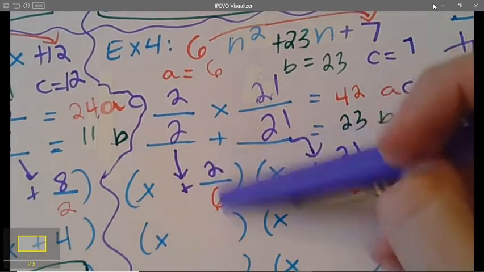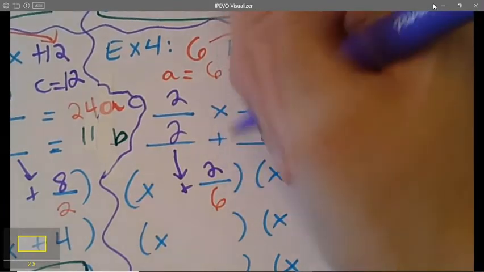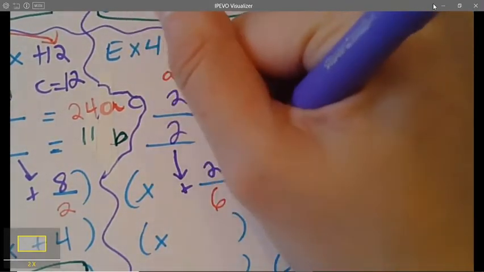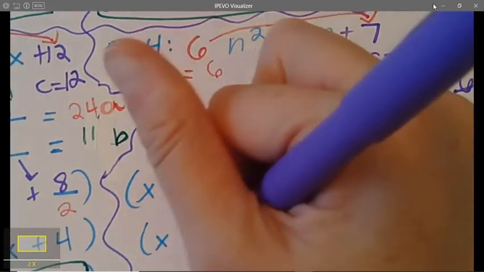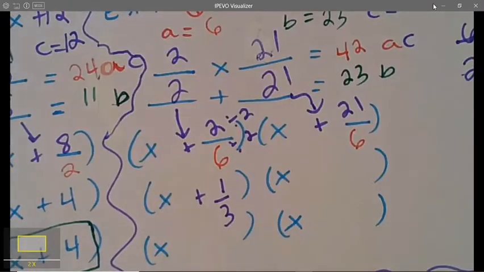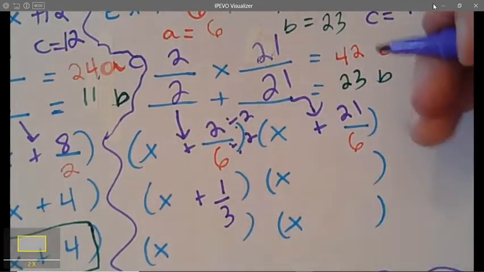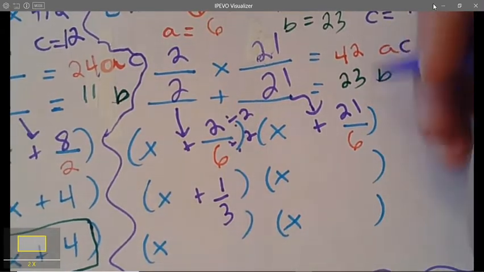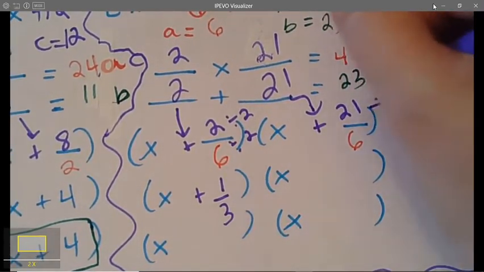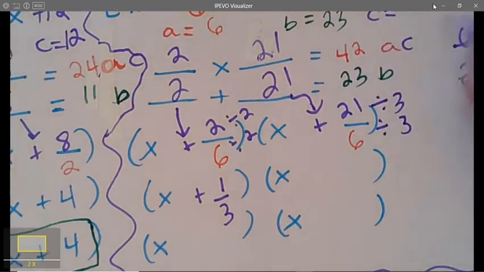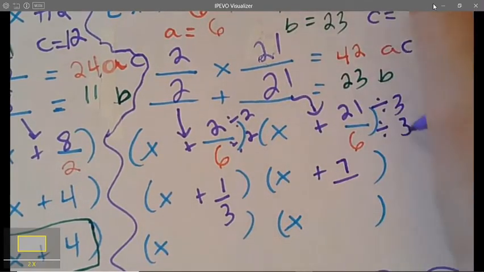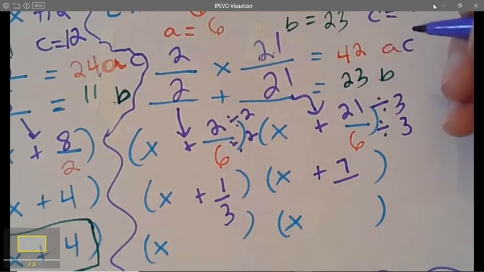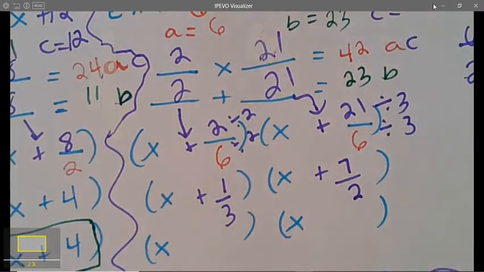Okay, so the largest number that will divide into 2 and 6 is 2. So I'm going to divide these by 2. 2 divided by 2 is positive 1. And 6 divided by 2 is 3. So we have 1/3. And then 21 over 6. Well, the largest number that will divide into 21 and 6 is 3. So I'm going to divide each of these by 3. So 21 divided by 3 is 7. And 6 divided by 3 is 2. So 7/2.